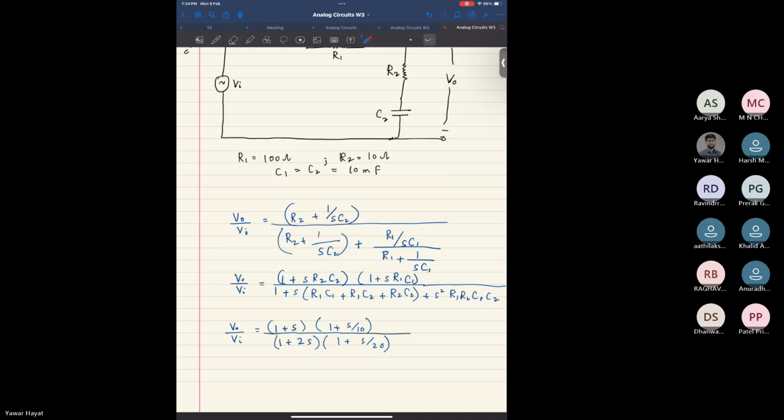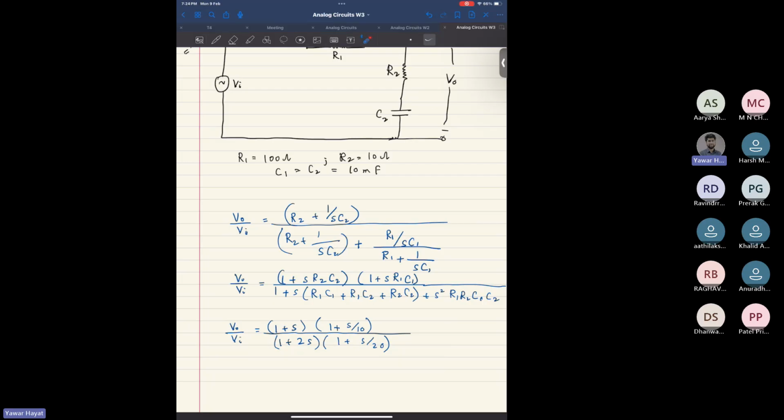Still, I'll give you a brief overview of what this S is. This is a Laplace variable. What we are trying to do is write this whole impedance expression in terms of frequency. This S would have a real and imaginary part, or in general, I would say this is a complex frequency parameter.